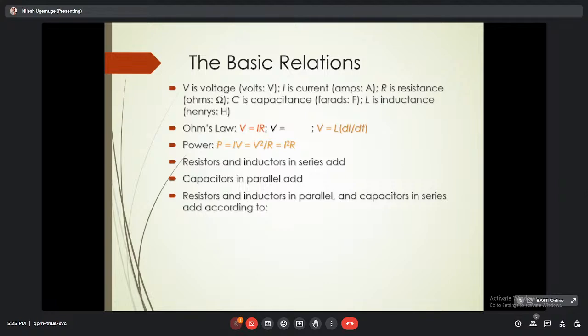Then resistors and inductors in series. So how do we connect the resistors and inductors in series? If we are connecting 5 resistors in series, then how will the effective resistance be? We know R1 plus R2 plus R3 plus R5 is equal to RS if it is in series. But if it is in parallel, then as we know, 1 upon R1 plus 1 upon R2, 1 upon R3, like that. But if we are using capacitors in parallel or in series, the relationship is reverse to that of the resistors. So resistors and inductors in parallel and capacitors in series add according to the requirement, as per the need.